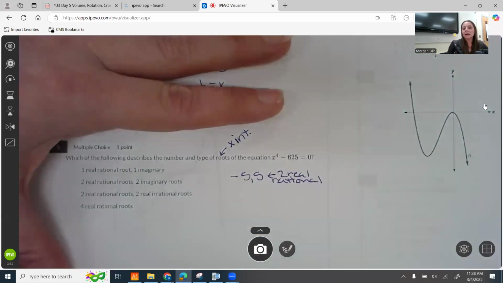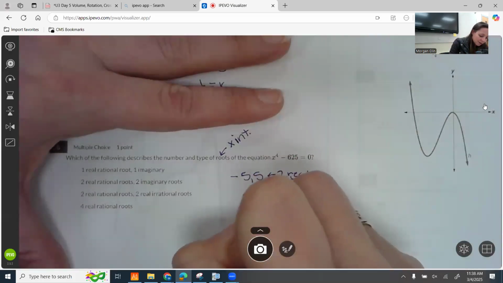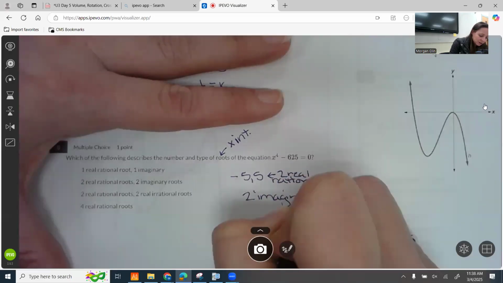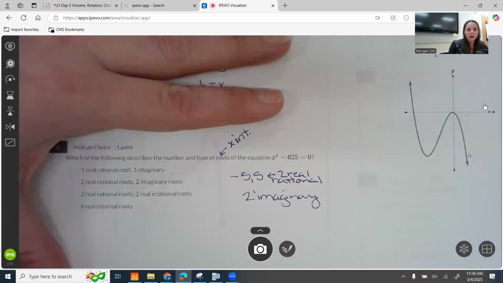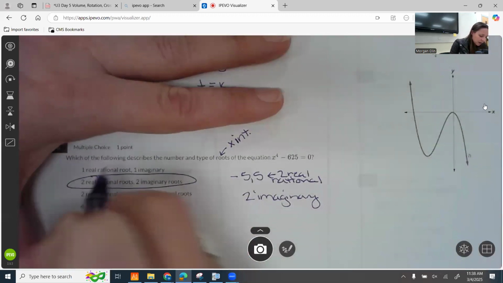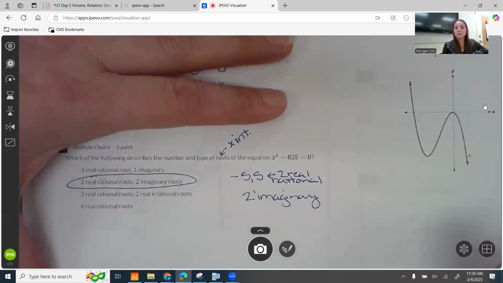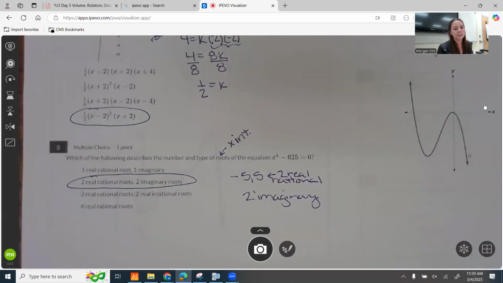Well, I didn't see any double roots. It doesn't bounce off the graph. The other 2 I can't see. So what type are they? Well, they're going to be 2 imaginary. I don't have to actually find them. I just have to state that they're imaginary. So 2 real rational roots and 2 imaginary. Irrational roots are the ones you can't write as a fraction. You can see those. Those will be decimals on your graph.